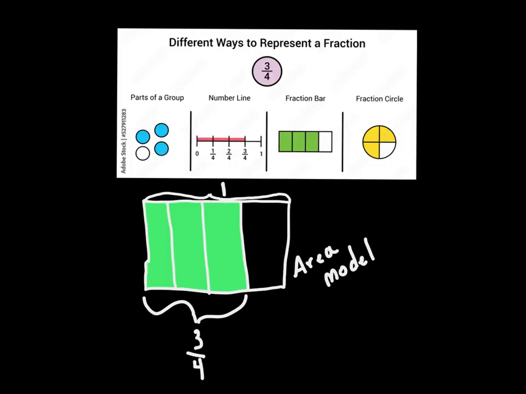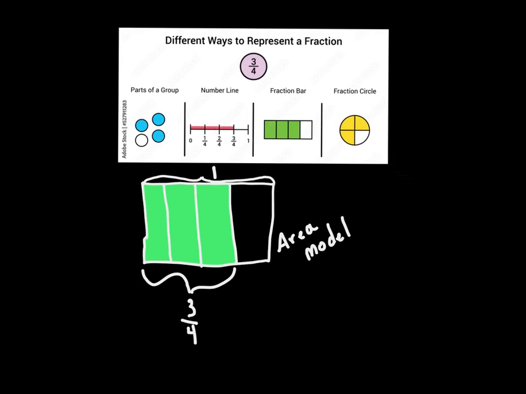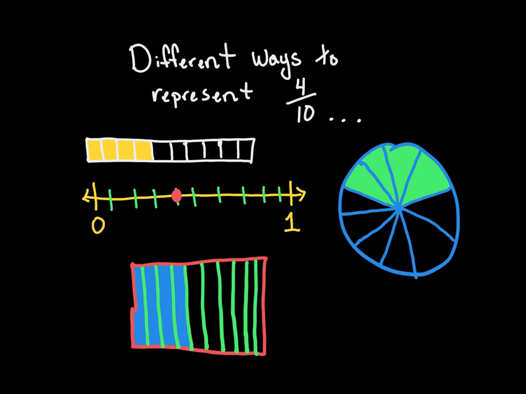You can use parts of a group, number line, a fraction bar, which will also be called a tape diagram, a fraction circle, or we could use an area model. These are all different ways of representing a fraction. Different ways to represent 4/10. If we're using a number line, 4/10 would be right here. 1, 2, 3, 4, 5, 6, 7, 8, 9, 10. And there's that 4/10.